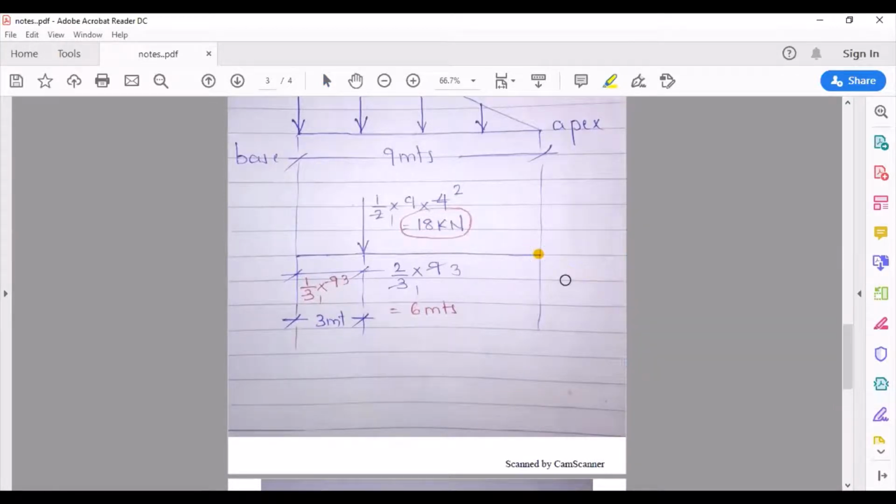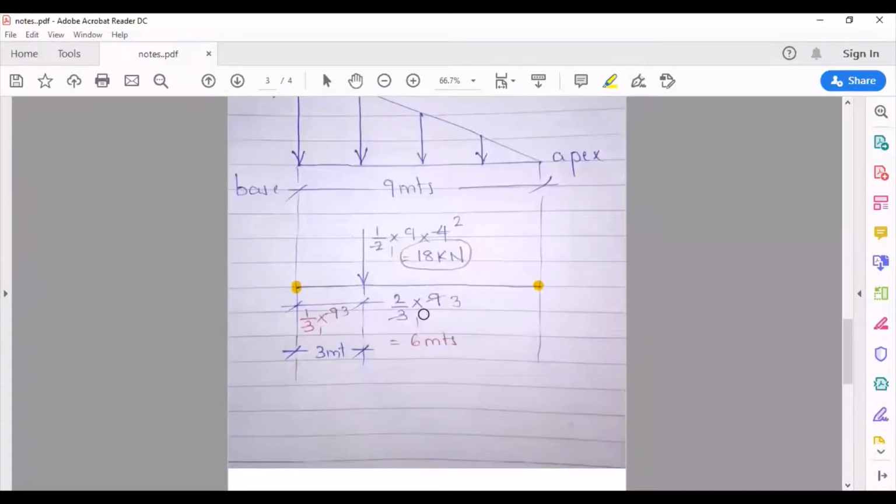So the location of this point load, if I am measuring it from the apex, will be 2/3 of the total length. So it will be 2/3 of 9. 3 ones are 3, 3 threes are 9, 2 threes are 6 meters. So this point load will act at a distance of 6 meters from the apex. Or if I am calculating it from the base, it will be 1/3 of the total length. The total length is 9 meters. 1/3 of 9. 3 ones are 3, 3 threes are 9. So it is nothing but 3 meters. So if you are measuring from the base, it will be 3 meters, or if you are measuring from the apex, it will be 6 meters. Both put together will give you the base length of 9 meters as well.